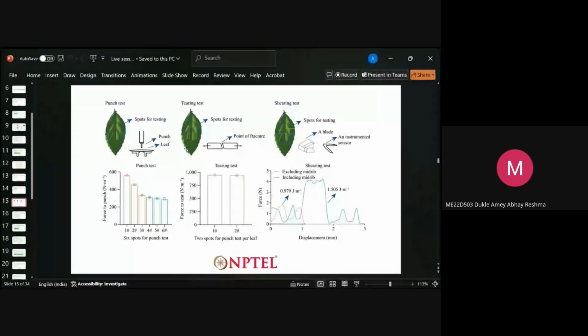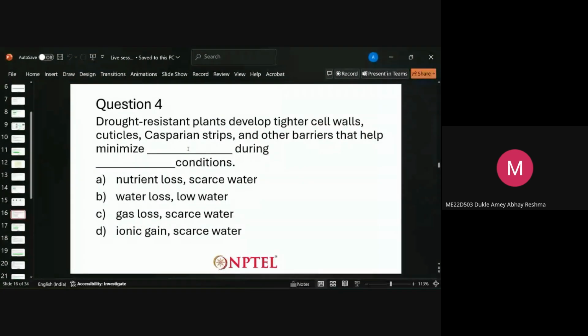So next, drought resistant plants develop tighter cell walls, cuticles, Casparian strips, and other barriers that help minimize dash during dash conditions. The options are nutrient loss, scarce water condition; water loss, low water condition; gas loss, scarce water condition; ionic gain, scarce water condition. So the answer is water loss during low water conditions.